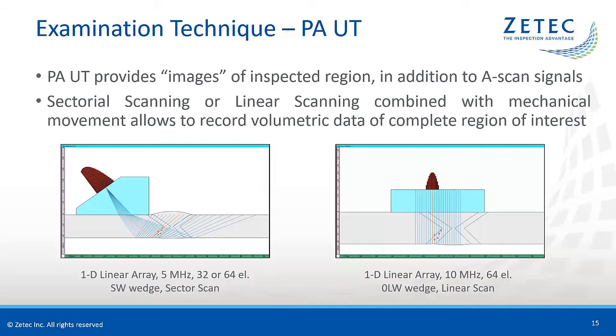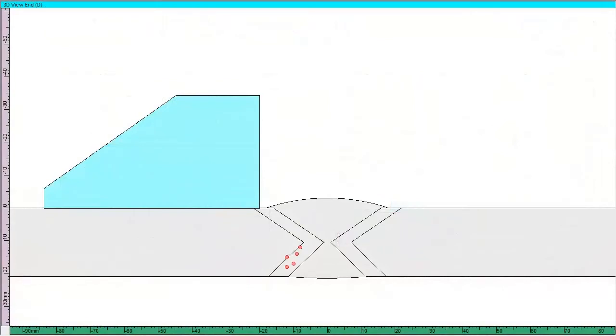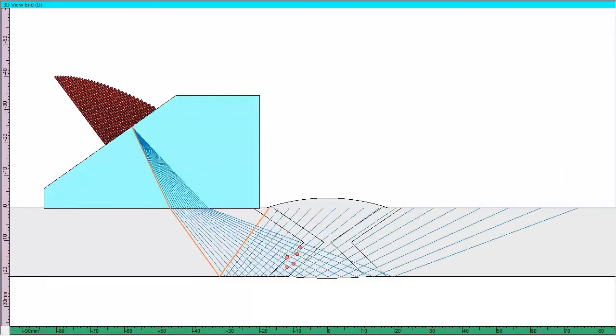The technique allows to rapidly cover the complete examination volume by combining sectorial scanning or electronic linear scanning with a mechanical movement. Also, it provides a permanent data record for offline review and comparison with previous results. Two commonly used phased array techniques are also useful for detection and assessment of HTHA damage. For examination of the heat-affected zone under a weld cap, a 1D linear array probe on a shear wave wedge allows to cover the region of interest with a sectorial scan.